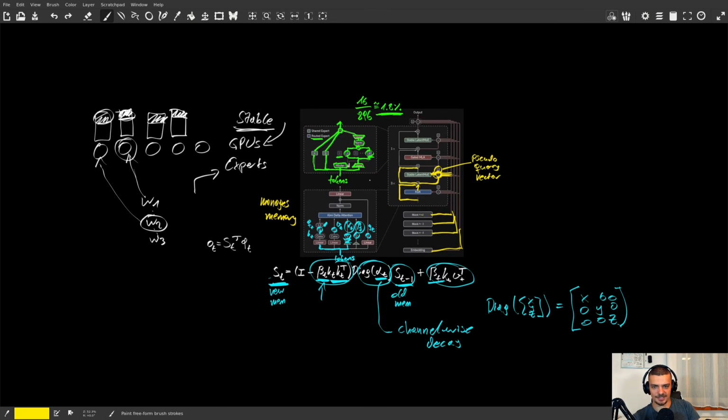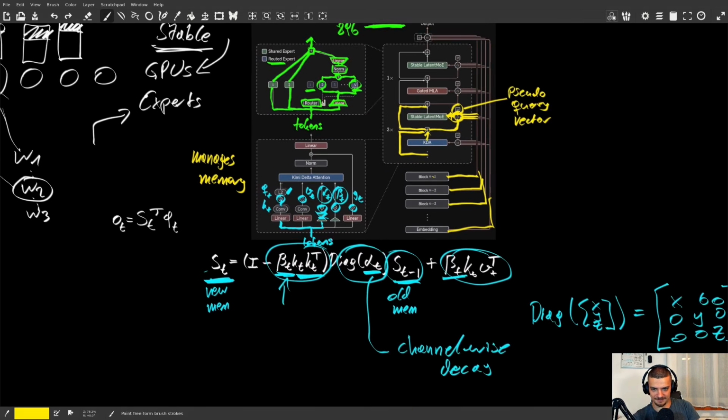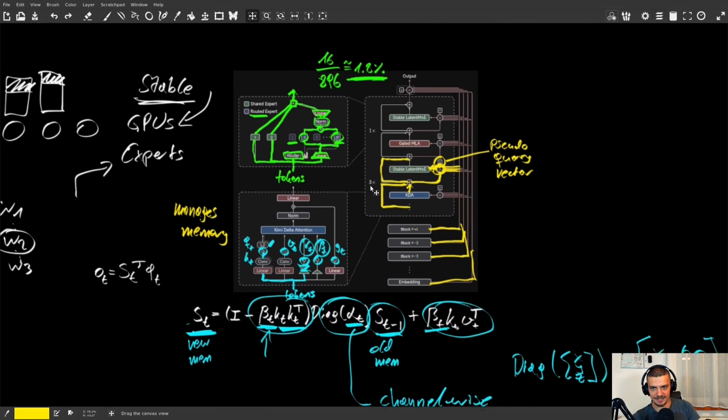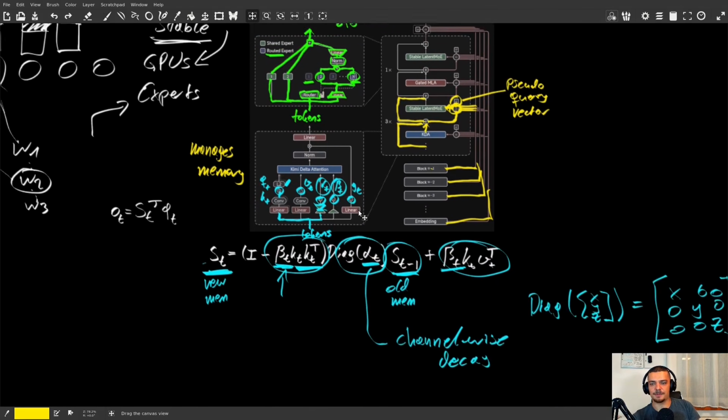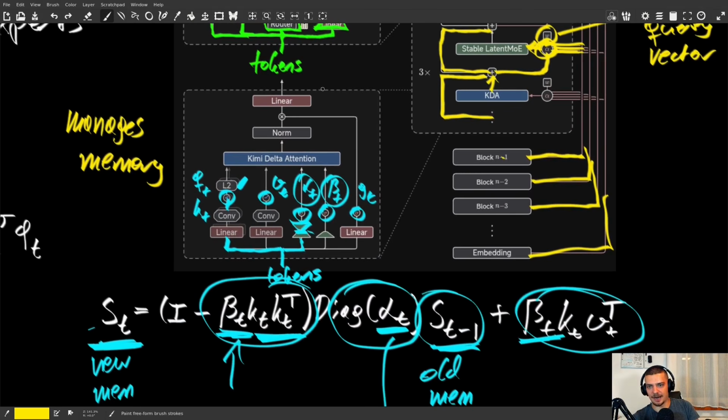Of course, this requires some understanding of at least linear algebra to some degree and transformers to some degree. But to summarize here, Kimi delta attention is how we manage memory. We have the token inputs, we produce query and key vectors, we have value vectors, we have alpha t, which is for channel-wise decay overall. We have beta t, which is the update strength, so we replace the old knowledge with new knowledge. And then we have the output gate, which just controls the output by using this element-wise multiplication.